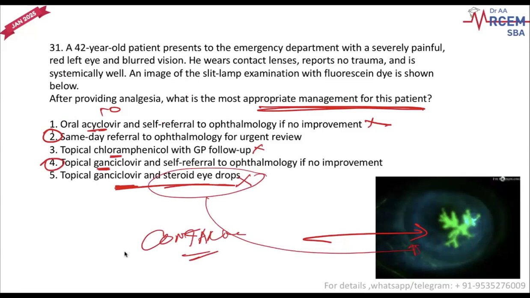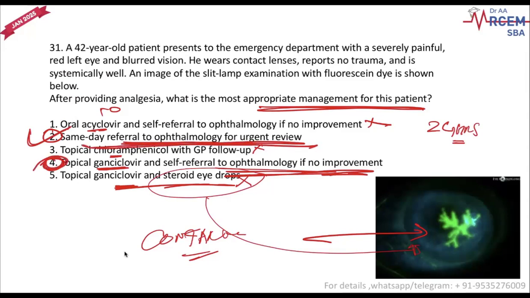Topical ganciclovir drops, yes, you will be giving, that is right. Self-referral to the ophthalmologist if no improvement. What did I say in my chapter? That everyone needs to be seen within 24 hours by the ophthalmologist. That is very important here because this can progress. They need to meet up with the ophthalmologist. This is not a self-referral. So same day referral to the ophthalmologist for urgent review will be the right answer here. The ophthalmologist can start the eye drops. If required, even oral acyclovir they will be starting. But meeting up with the ophthalmologist is the most appropriate thing. So option 4 is not right. Option 2 is the right one.